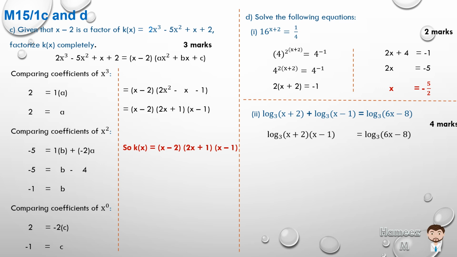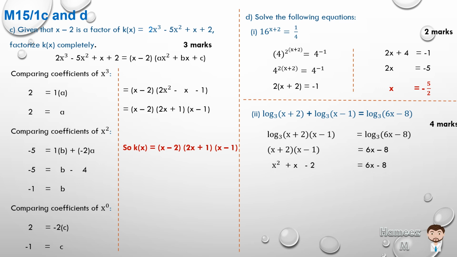And since both sides have the same logarithm to base 3, then we can remove those. So we're left with (x + 2)(x - 1) on the left-hand side is equal to 6x - 8. We can multiply the linear expressions on the left-hand side, so that will give us x squared + x - 2 is equal to 6x - 8.